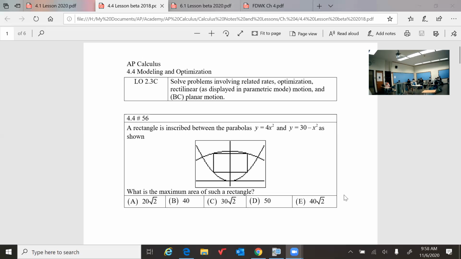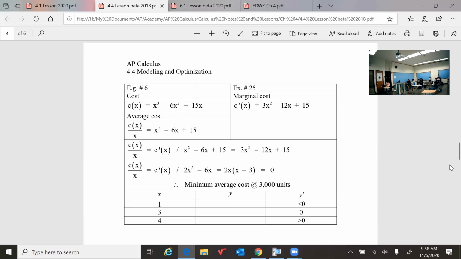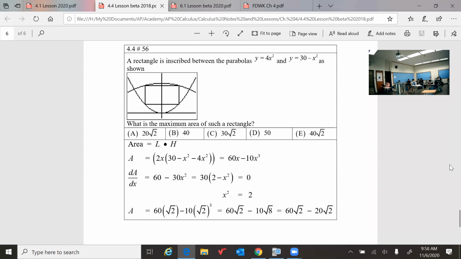So here's the work. Here's the 60x, it's a negative 10x cubed. The derivative here, the greatest common factor is a 30. So x squared is 2. So x is root 2. This is about 1.4, yes?